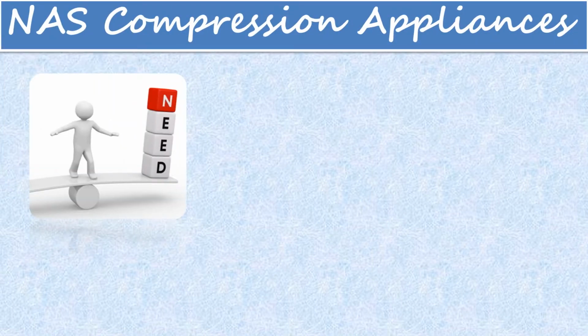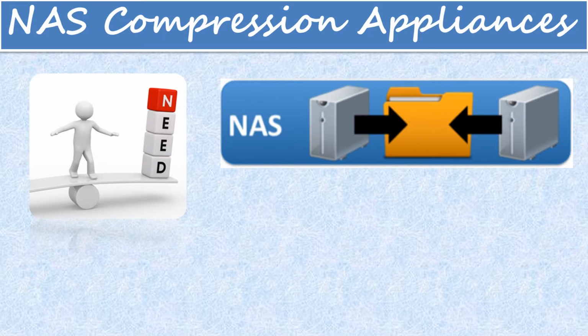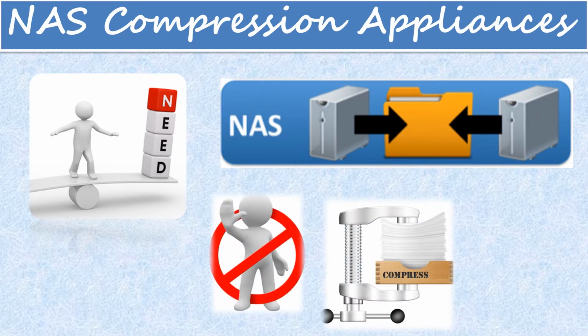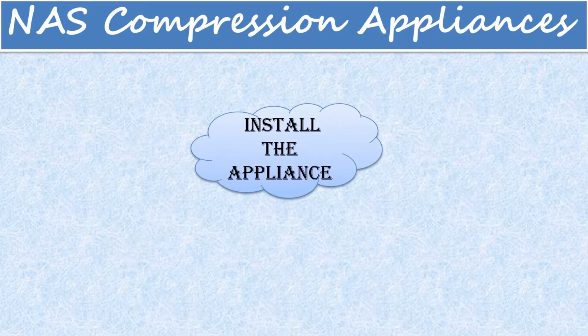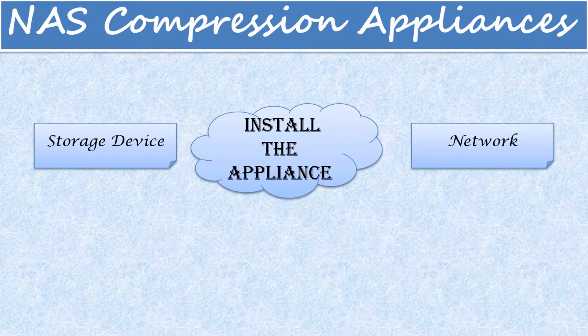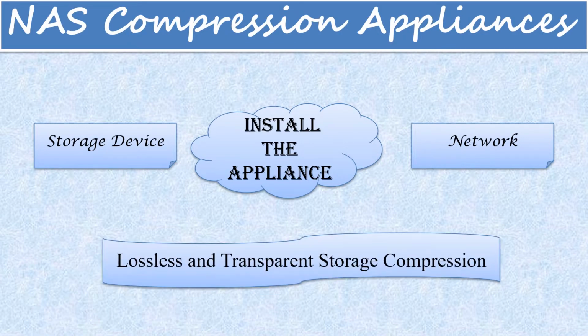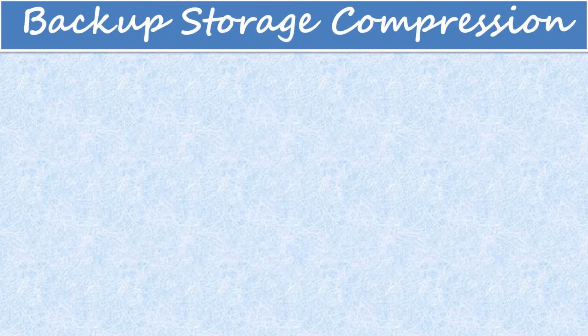Moving to the next, that is NAS compression appliances. When there is a need, there will be a product to fill it. If your customer uses NAS storage and complains that it doesn't support compression natively, look to the STN6000P series. Install the appliance between the storage device and the network, and it will do on-the-fly lossless and transparent storage compression. Now the backup storage compression.